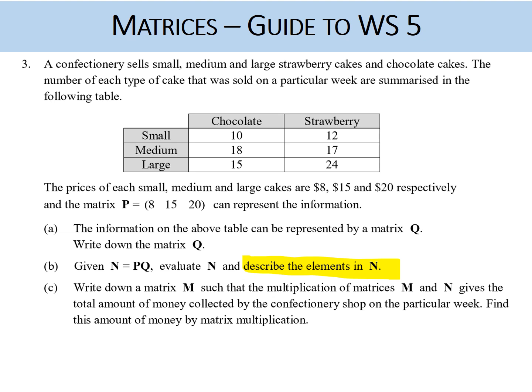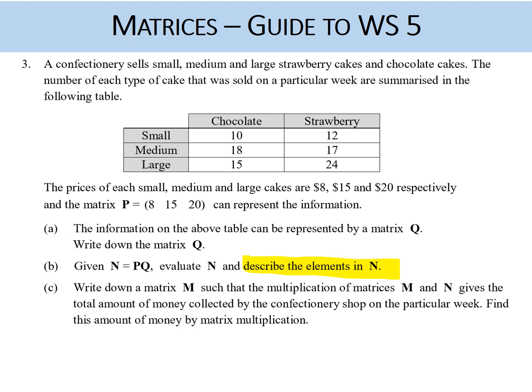Matrix P is referring to the prices of each size of the cakes, whereas matrix Q is referring to the number of each type of cake. So when you put them together, what do you think is matrix N?